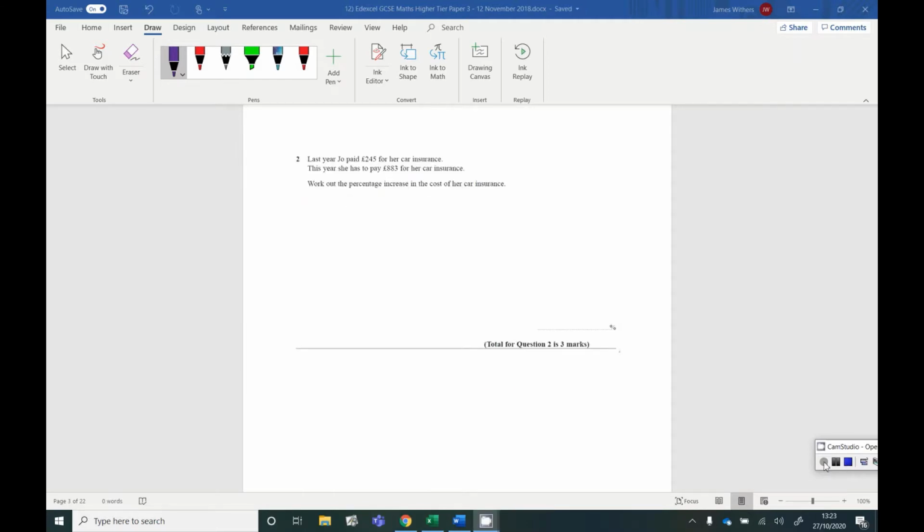Question 2. So to work out a percentage increase, it's the increase over the time. So that's going to be 883 take away 245. So the extra amount they're having to pay is 883 minus 245, which is 638.